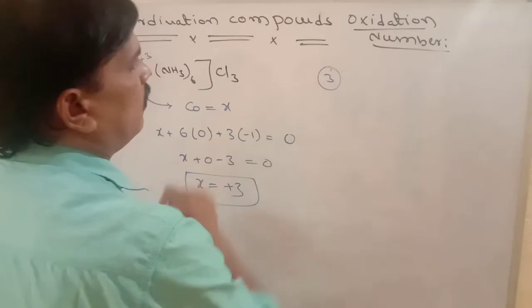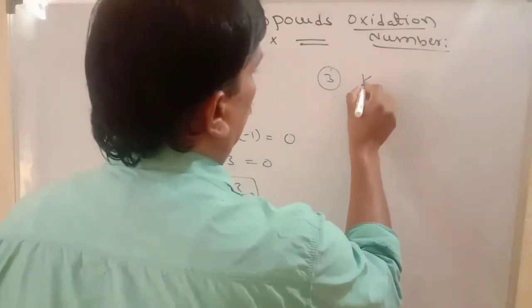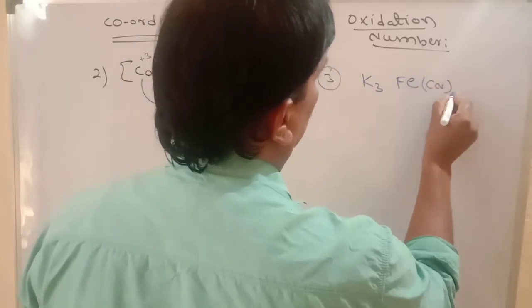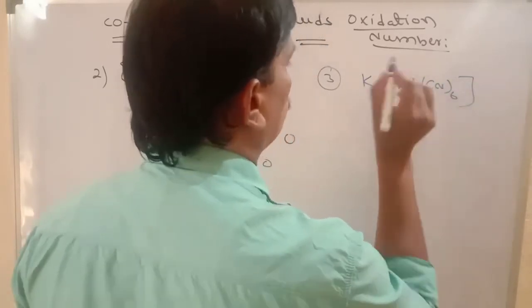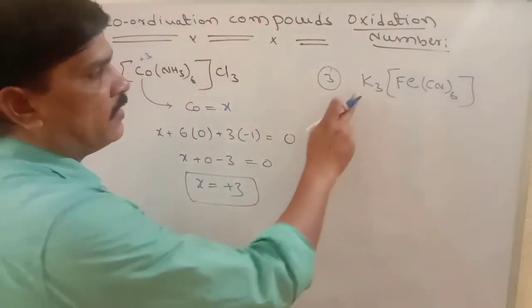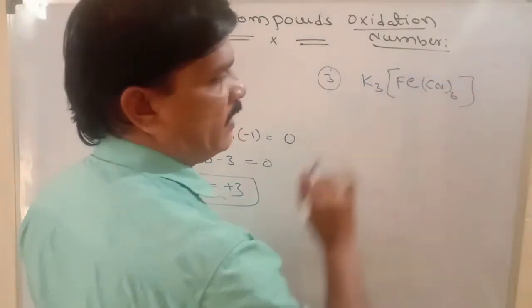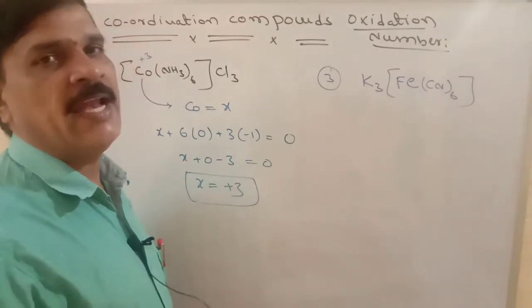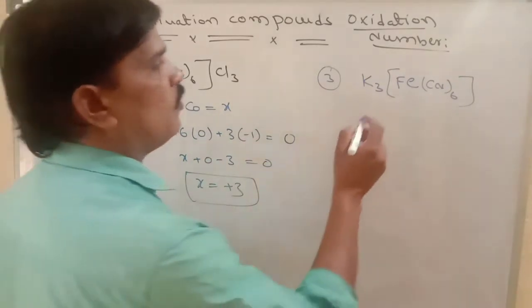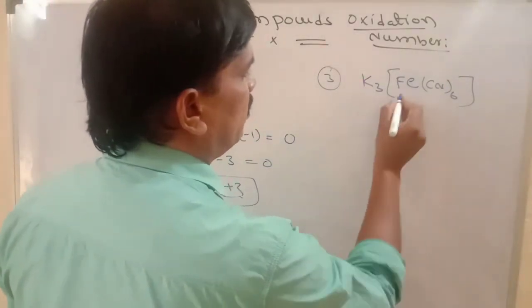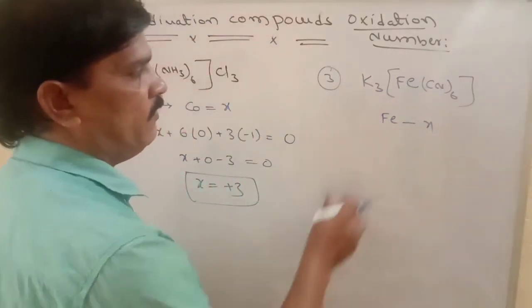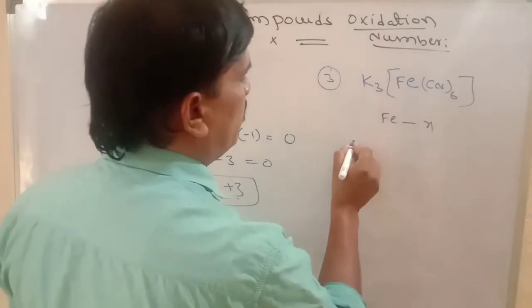For example, I want to consider K3[Fe(CN)6]. This is the complex compound. Now here 3 K plus, and here negative charge minus. If you split this, here it gets a negative charge, which means it is an anionic complex compound. So how to calculate the oxidation state? Consider the Fe oxidation state as X only. We don't know X. How many potassium?